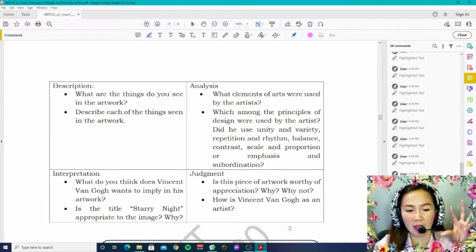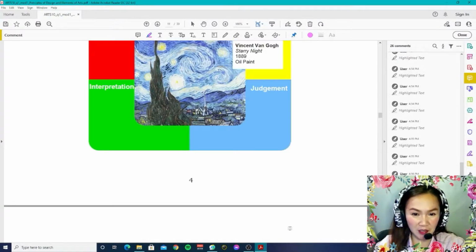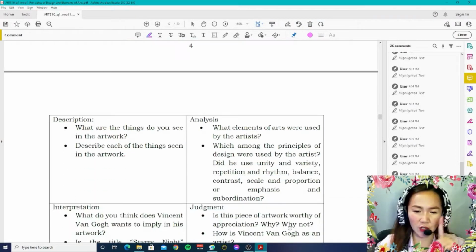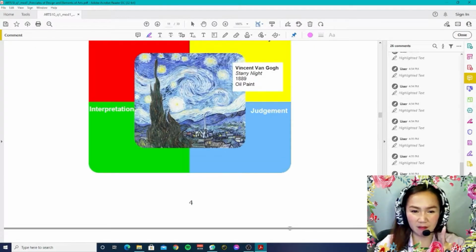And is the title Starry Night appropriate to the image? Tamang-tama ba? Sakto ba? Bagay ba yung title na Starry Night dun sa painting? Ano sa tingin niyo? Okay, now for the judgment, is this piece of artwork worthy of appreciation? Why and why not?